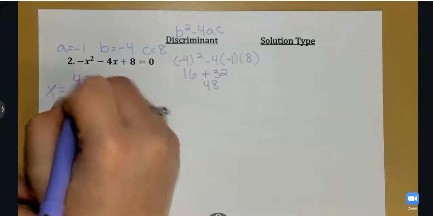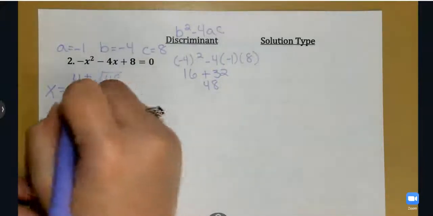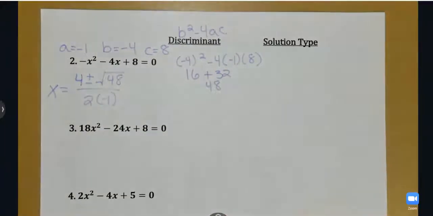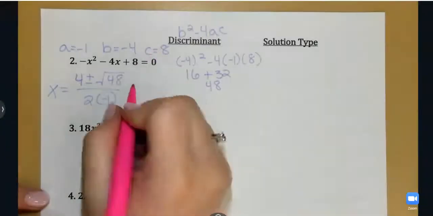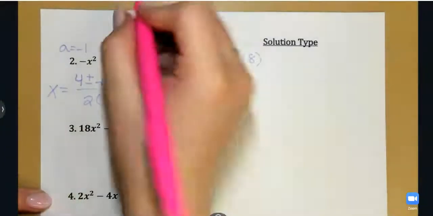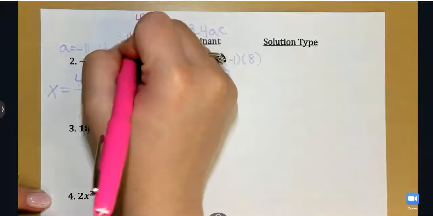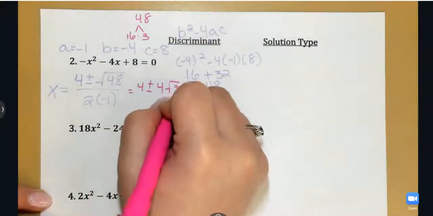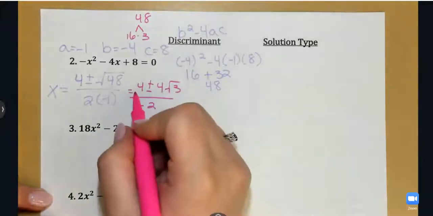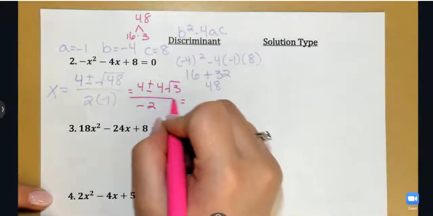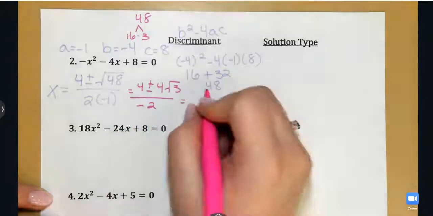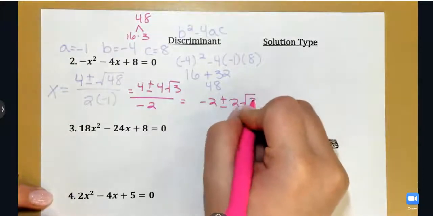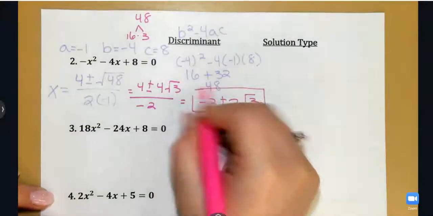So it's going to be positive 4 plus or minus the square root of our discriminant over 2 times a. And this pen is running out, so I'm going to do a quick little switch here. Now, the square root of 48 can be simplified. 16 is a factor of 48, so I'm going to rewrite that as 4 square root of 3. And then to simplify 4, 4, and negative 2, I can divide each of those by negative 2. So I'll get negative 2 plus or minus 2 square root of 3. And those are my solutions.